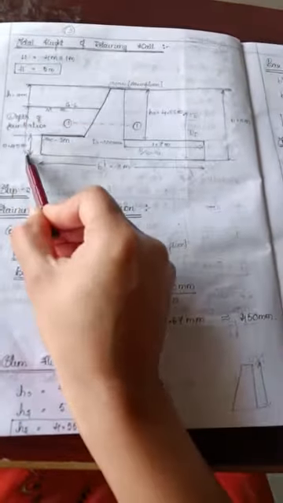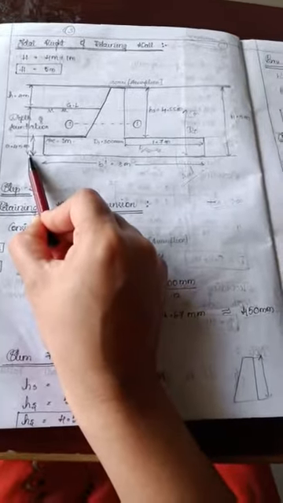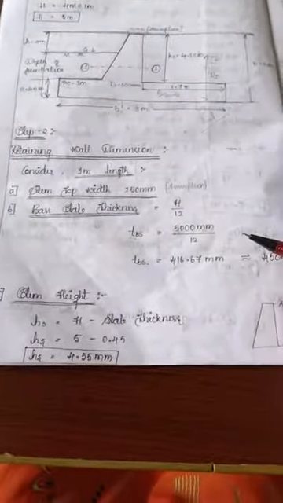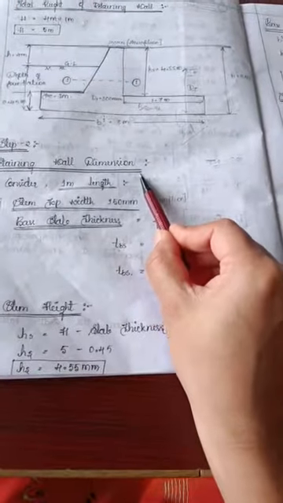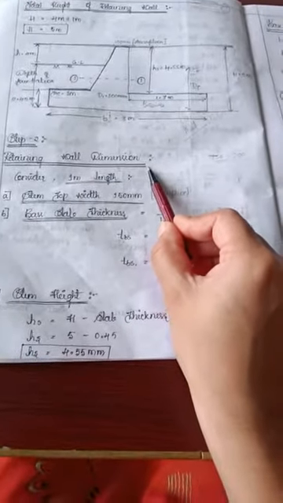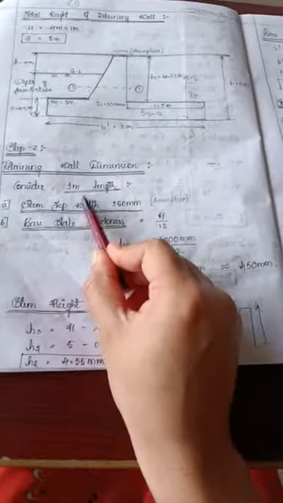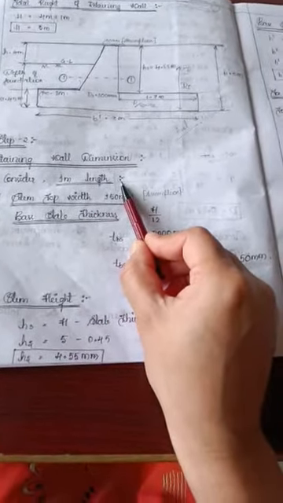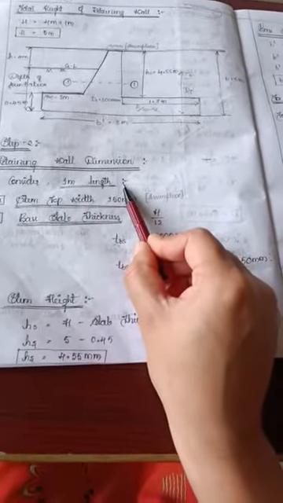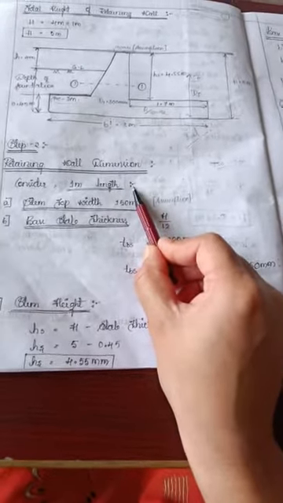Below the ground level, that is what we call the depth of foundation. After that, in step 2, we are going to find out the retaining wall dimensions. In this retaining wall dimension, consider 1 meter length. The length of the retaining wall is 1 meter.